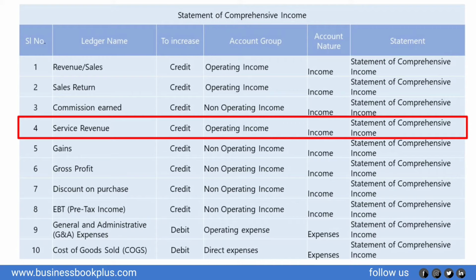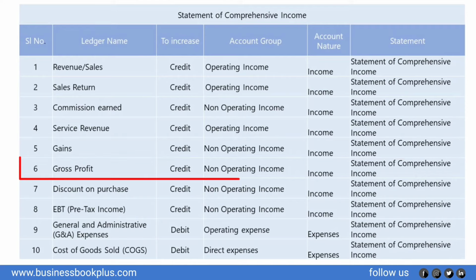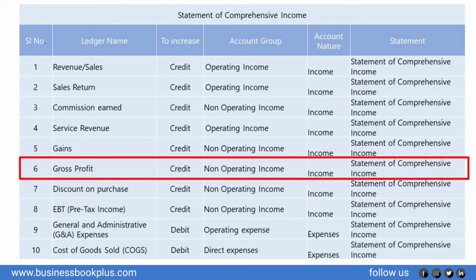Service revenue increases when credited. Account group operating income, nature is income, affects the statement of comprehensive income. Gains increase with credit, comes under non-operating income account group. Nature is income, affects the statement of comprehensive income. Gross profit increases with credit. Account group non-operating income, account nature income, affects the statement of comprehensive income.